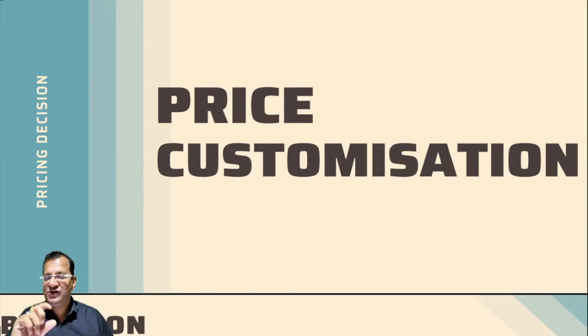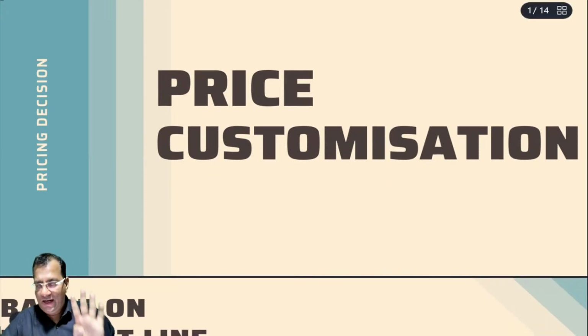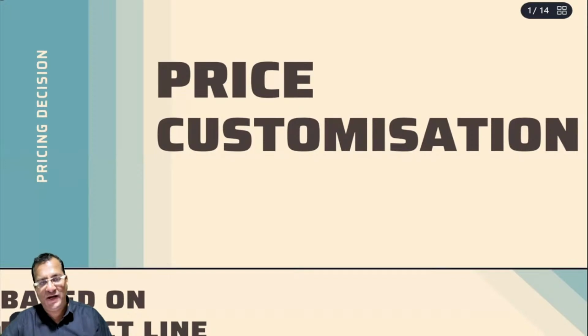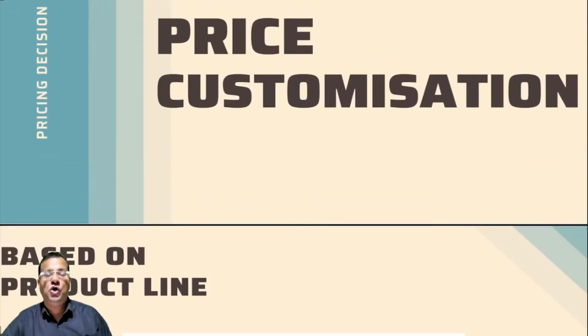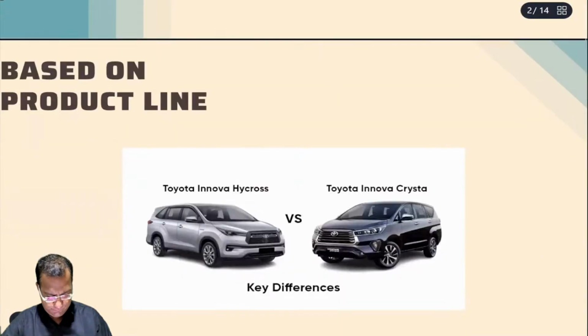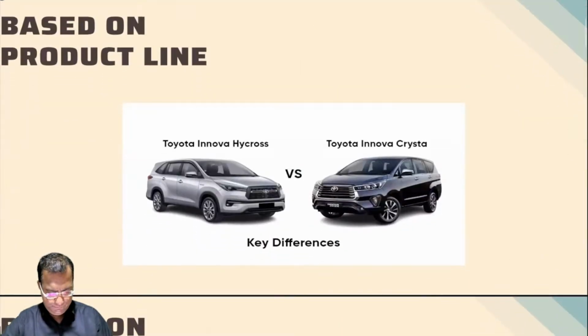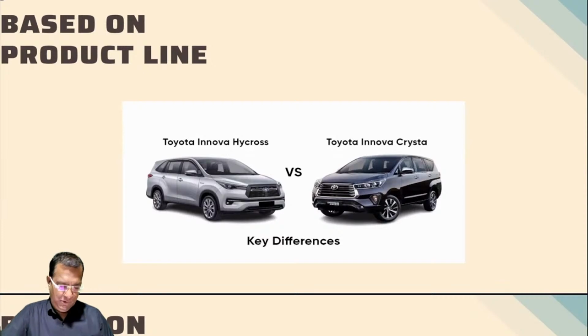Clear हुआ बेटा? Price discrimination और price customization में क्या अंतर है? If we are discriminating price, then it is known as price customization. So there are four situations in which we can discriminate the price. The very first situation, write down the next line. Situation number 1, based on product line.